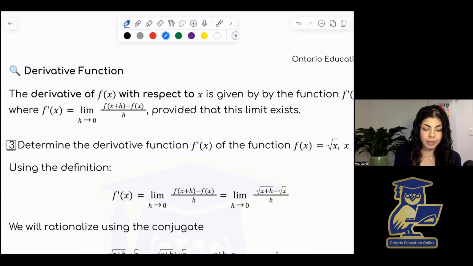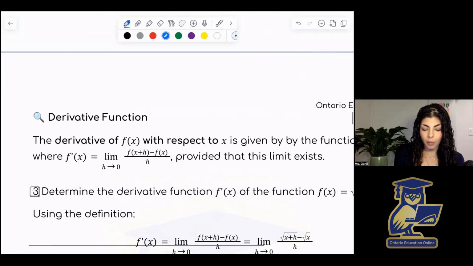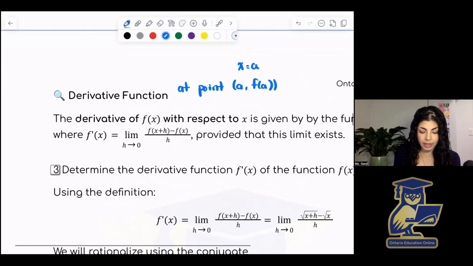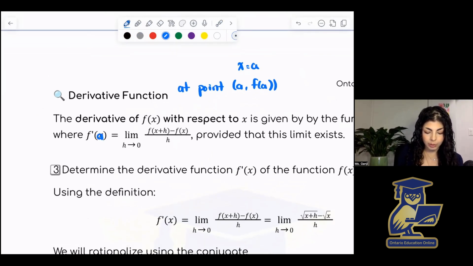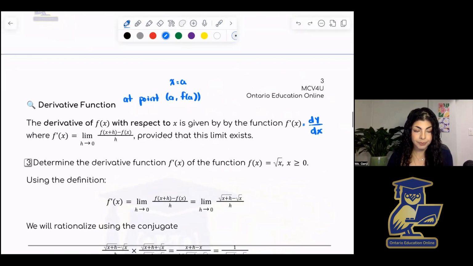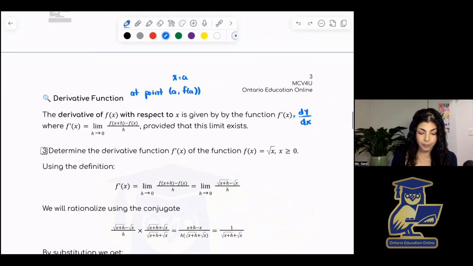So the difference being with what we previously saw was it was at point a, f of a, or when x was a, and all that we did was this was a, and this was a, and this was a. But now, because we're generalizing, instead of the a's, we just put x there. So let's try that now.